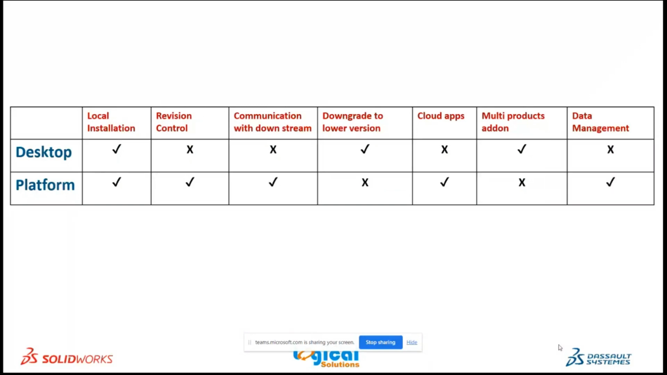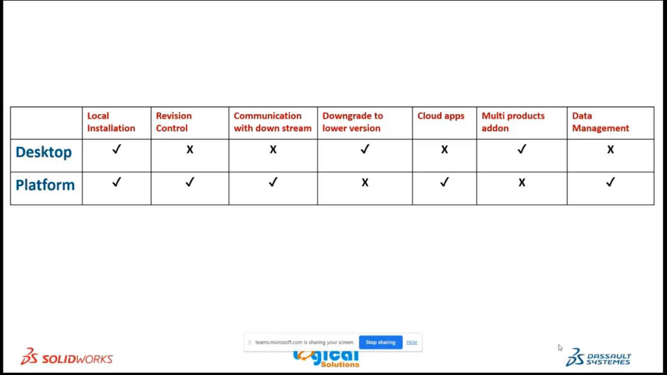Local installation for both 3D CAD: as I said previously, we need a local installation for both the desktop version of SolidWorks as well as the 3D Experience SolidWorks. Revision controls. In 3D Experience platform SolidWorks, we can make revision controls, whereas in desktop SolidWorks, we cannot. We can save everything locally and in the cloud, but there are some limitations for revision control in the desktop version, but revision controls are possible in the platform version.